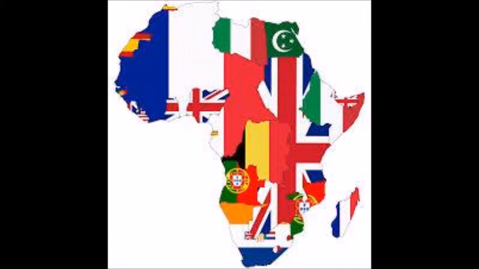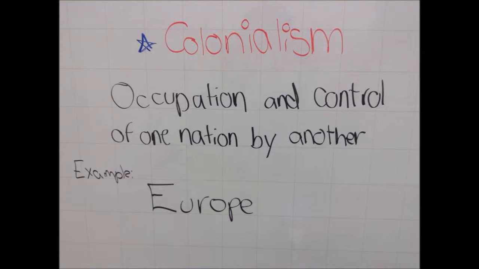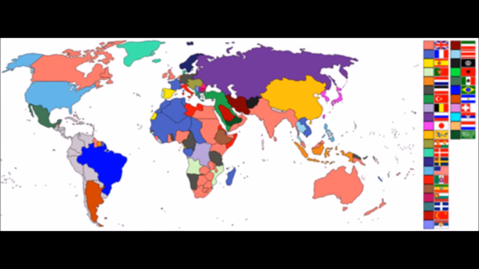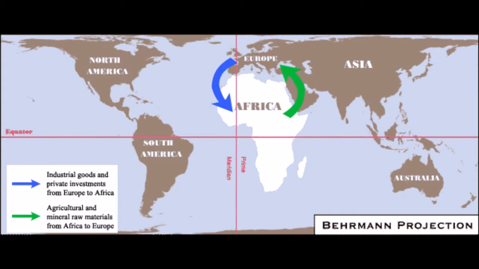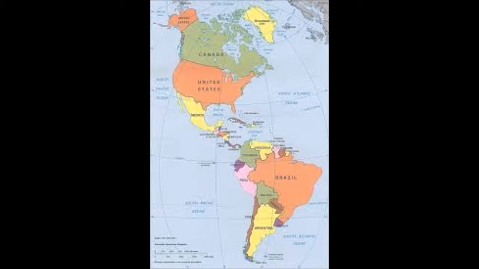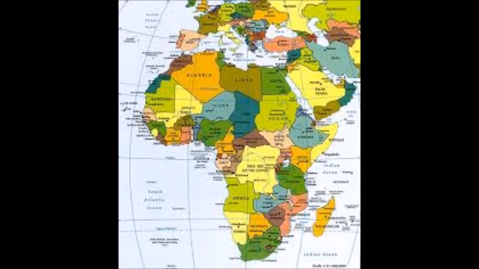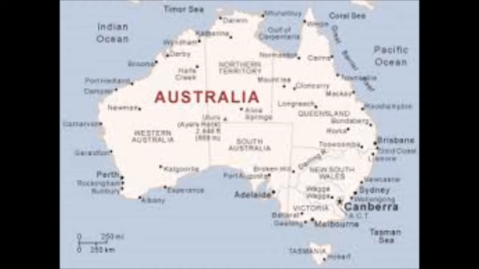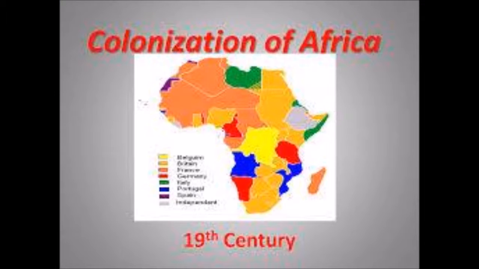What is colonialism? Colonialism is generally defined as the occupation and control of one nation by another. Do you know of any countries around the world, either in or outside of Africa, which have been colonized at some point in their history? Over the last few hundred years, various European nations have colonized many areas of the world. These European colonies were in North and South America, Africa, Asia, Australia, and various smaller islands around the world.